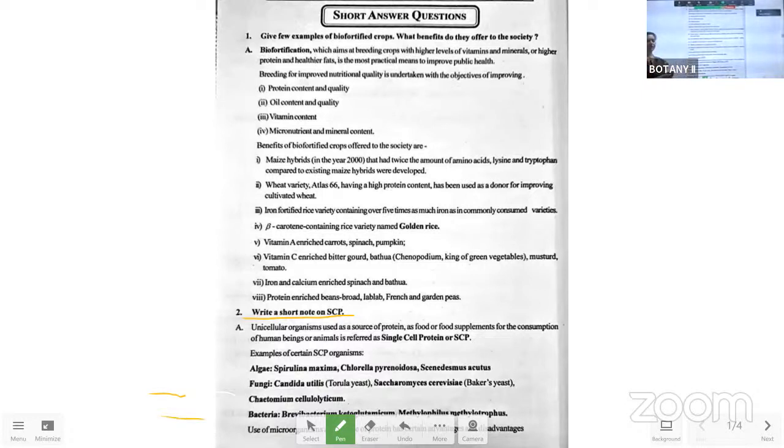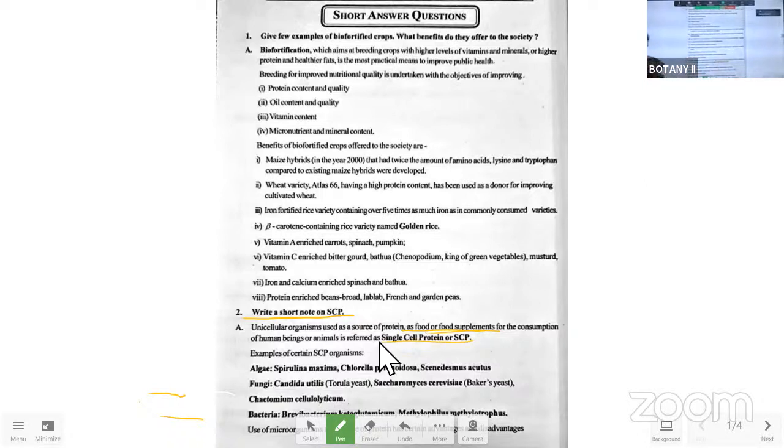Now comes the next one. From which organisms we will extract? From the unicellular organisms. From the unicellular organisms, we will extract the proteins for use as food supplements. That is called SCP, otherwise the single cell protein.